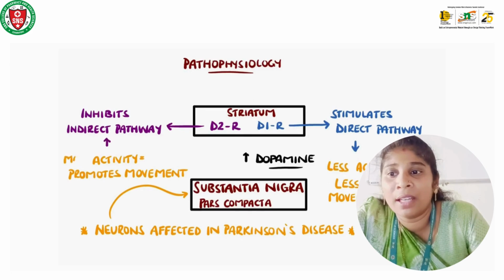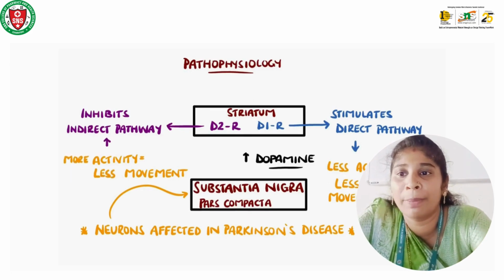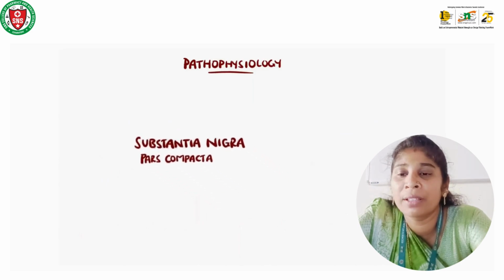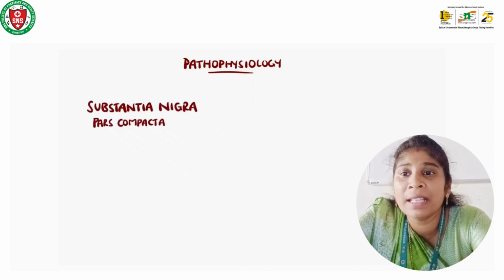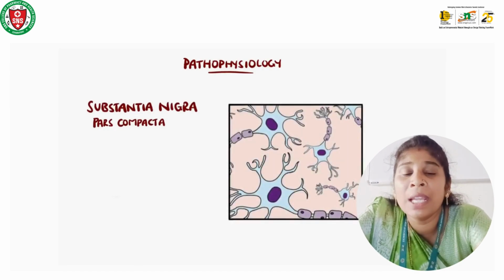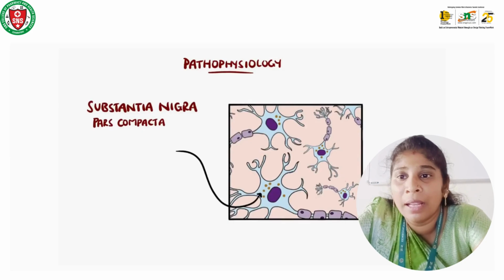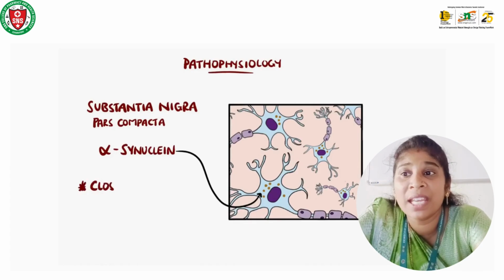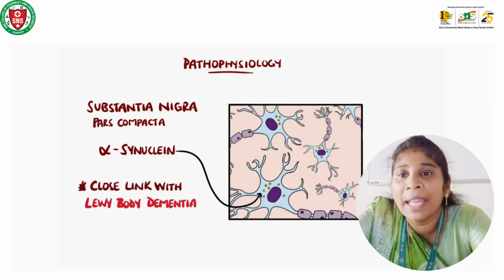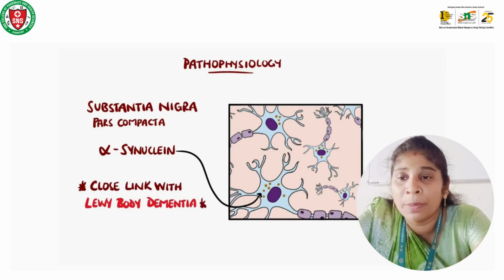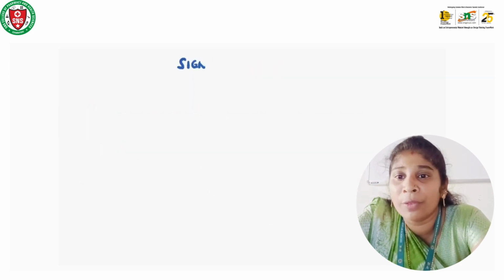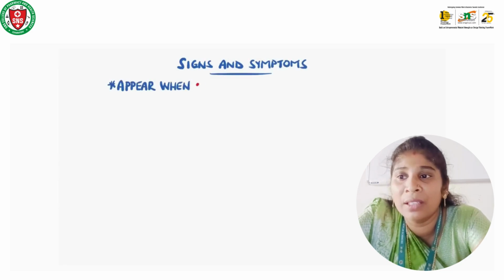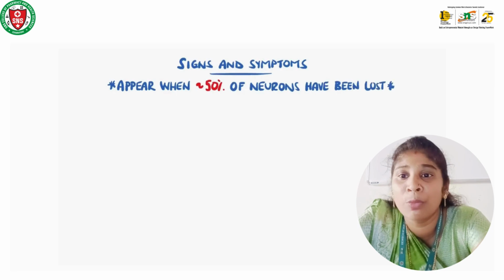I think we have clarified the pathophysiology. Again, in the substantia nigra pars compacta, neurons are affected in Parkinson's disease, and here the increased dopamine will act on the D1 receptor, which stimulates the direct pathway, and the D2 receptor, which inhibits the indirect pathway. In the D1 direct pathway, the dopamine gets increased and the more activity will promote the movement, and in the indirect pathway, the less dopamine, that is, the less activity promotes the movement.